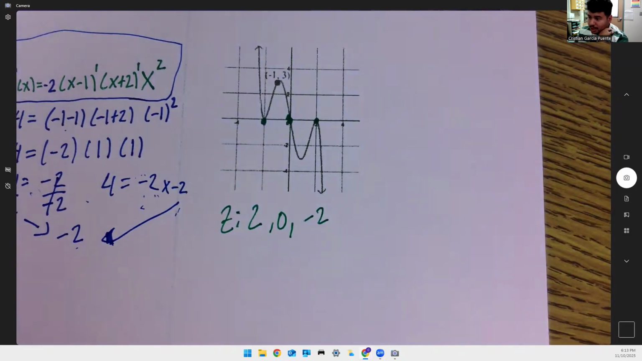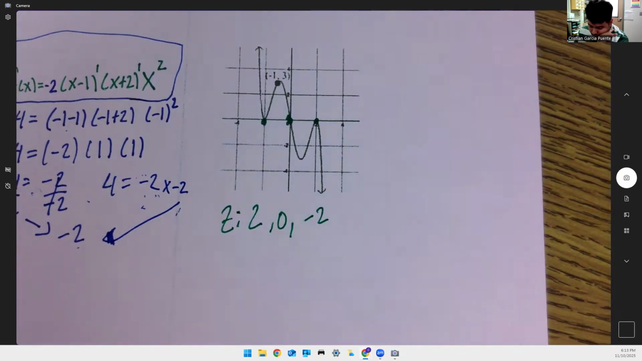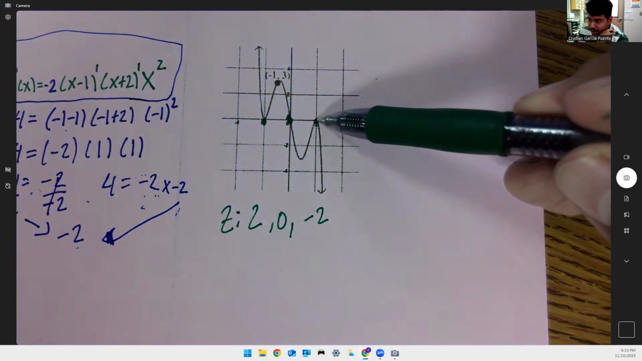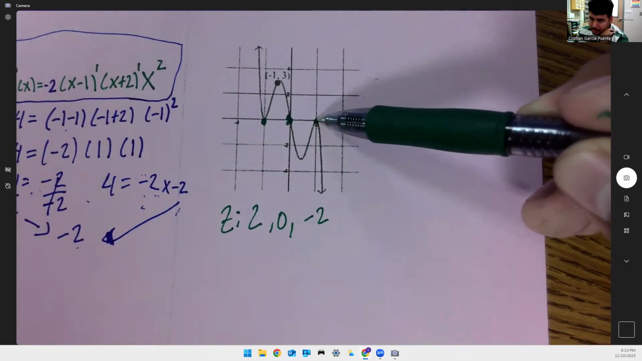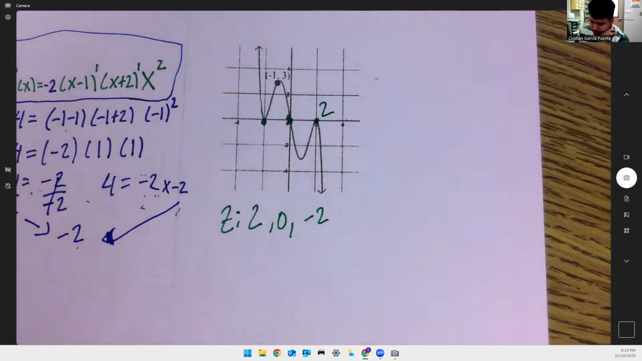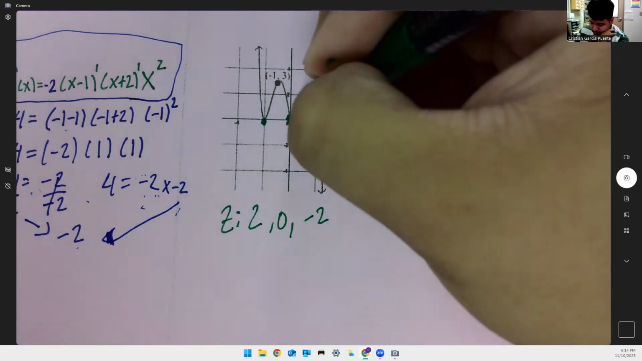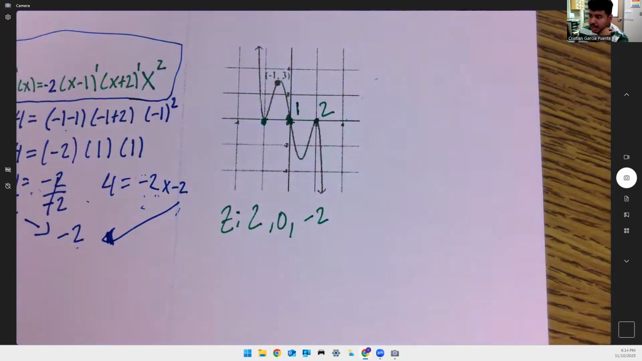All right. Once you're here, you are going to find whether it's a bounce or a cross. So at 2, is it a cross or is it a bounce? It is a bounce. So I'm going to put a 2. Now, what about this at 0? Is it a cross or a bounce? Cross. So I'm going to put a 1. Lastly, is this a cross or a bounce? It is a bounce. So I'm going to put a 2.